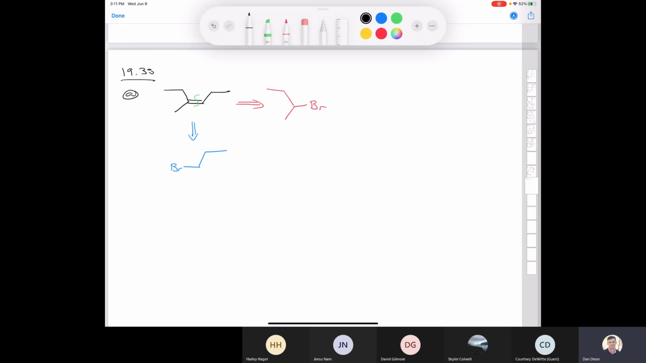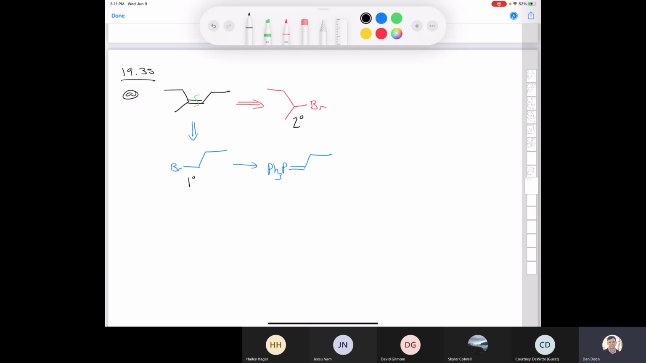Well, if we compare these two, this is a secondary alkyl halide, and this one is a primary alkyl halide. And so the best place to make our Wittig reagent from would be from a primary alkyl halide, which we could use to make this Wittig reagent, like this, PPh3. So that's the Wittig reagent that we're going to use.